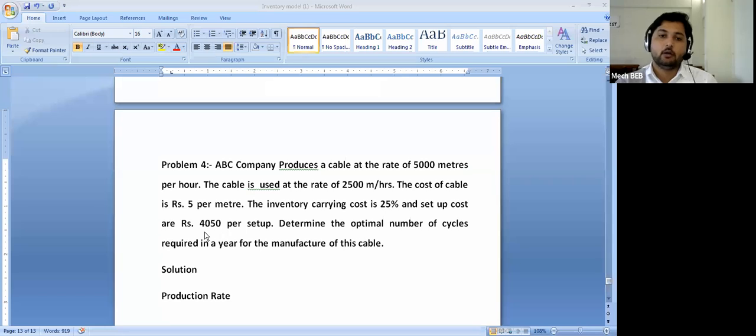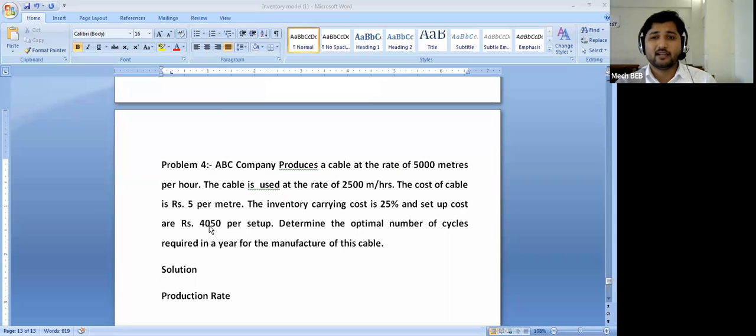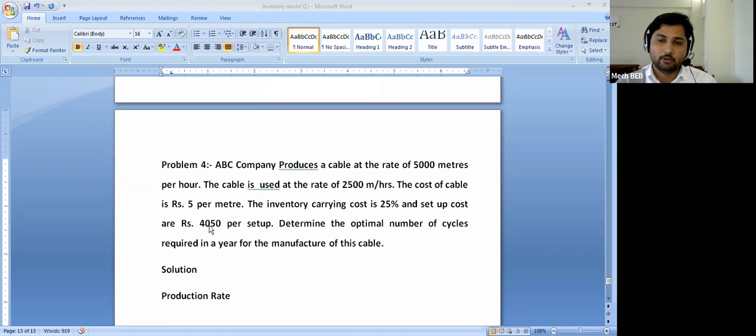Then the setup cost is provided as 4050, which will be considered as the ordering cost or a setup cost. In the second model, we have considered the setup cost as C naught, and similarly C naught will be equal to 4050. Here you need to determine the optimal number of cycles required in an hour for the manufacture of this cable, meaning how many times you need to install this setup, the minimum number of times.